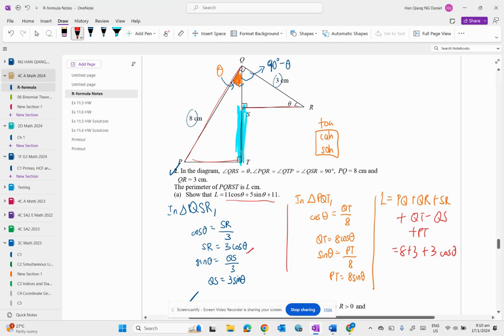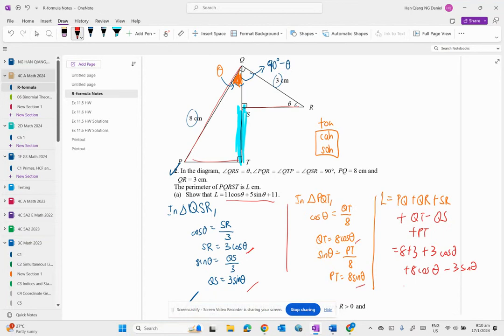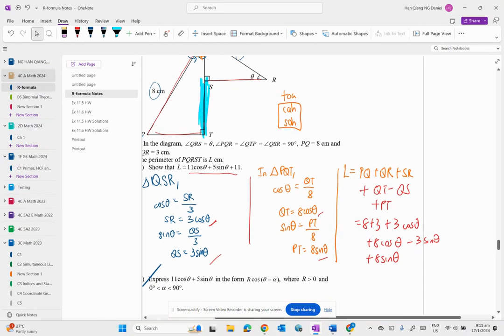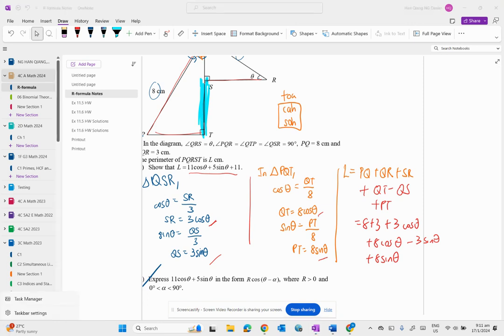Okay, then I got QT minus QS. QT is here, 8 cos theta. Minus QS is 3 sine theta. And then finally plus PT. PT is here, 8 sine theta. So when I did the working, I did it very detailed. As I done each one of them, I put a tick there so I know I've done it. Simplify it, you'll get the answer.